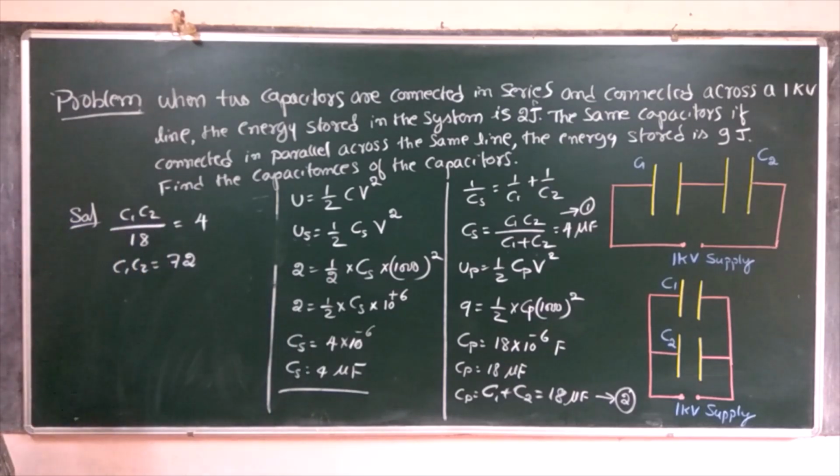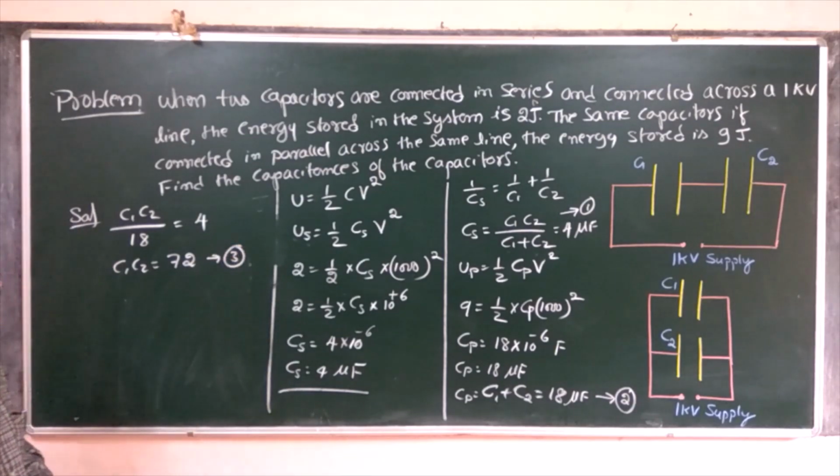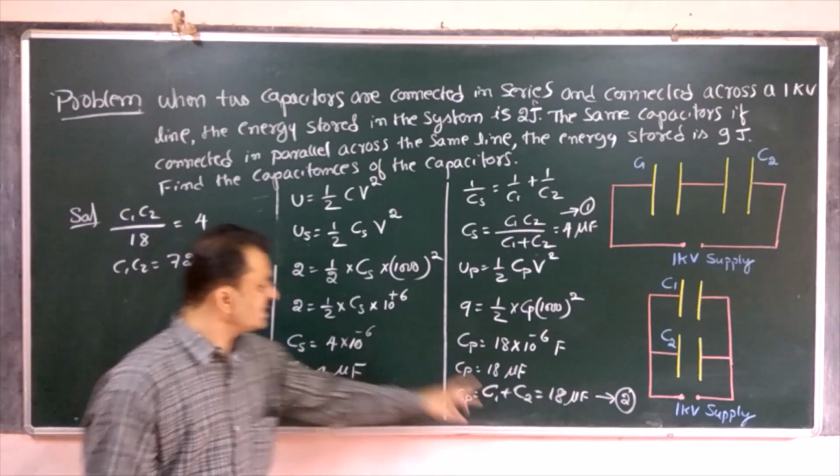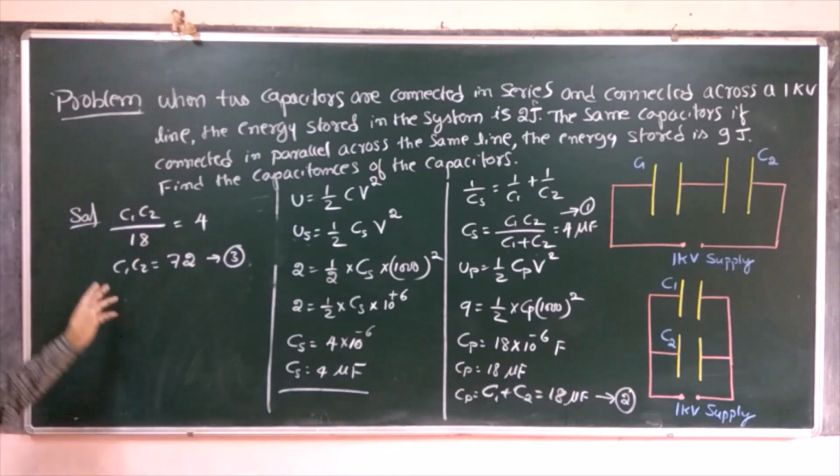Okay. So now call this as equation, relation 3. Now from 2 and 3, we have to work out what is C1 and what is C2. C1, C2 need to be worked out.